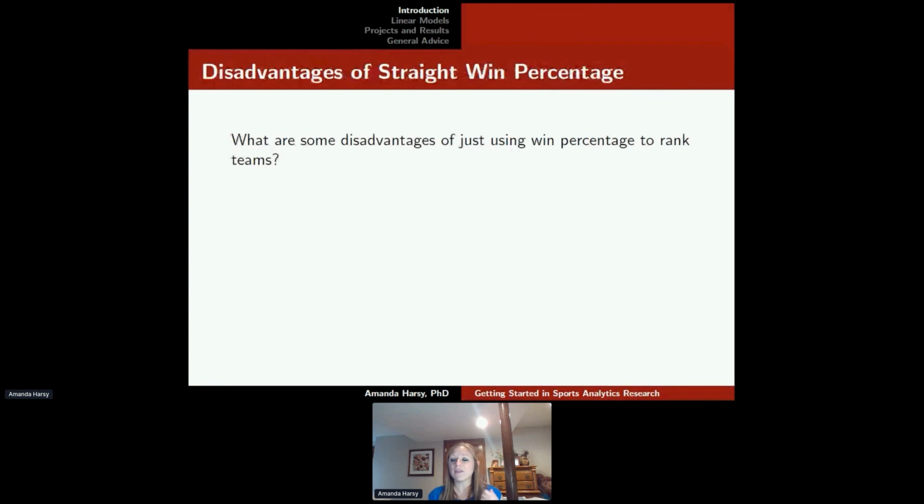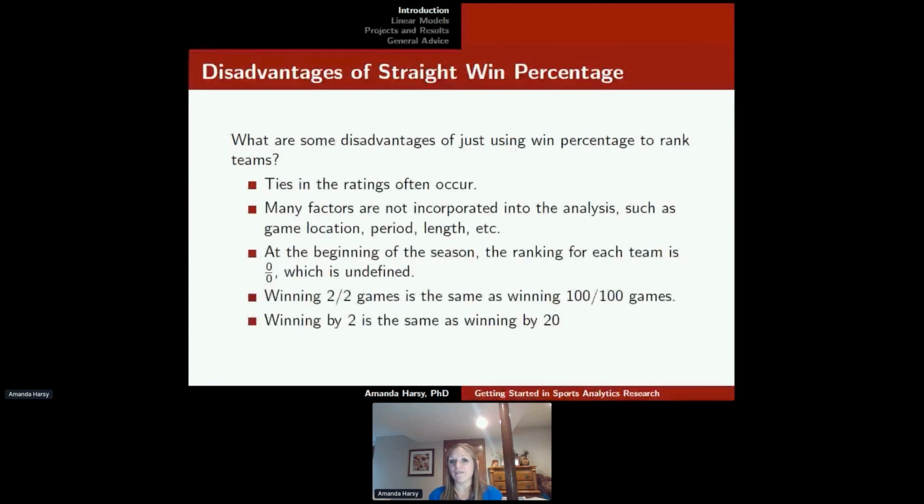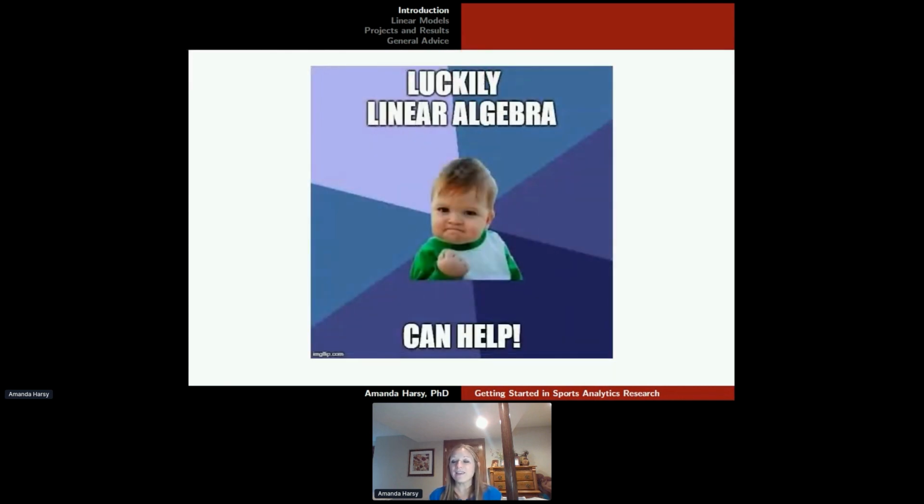So there are definitely some disadvantages to just using win percentage. Winning 2 out of 2 games is the same as winning 100 out of 100. It doesn't take into account how much you won by. You may want to know, did a team win all their games at the beginning of the season, but now they're losing as we're getting close to the tournament? These are all things we would like to know. And luckily, linear algebra can help us. These linear algebra models can help.